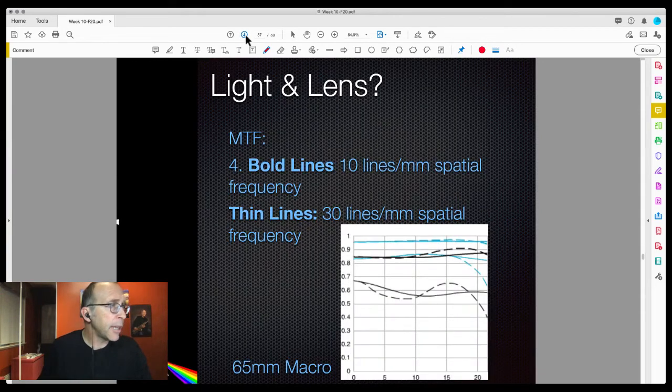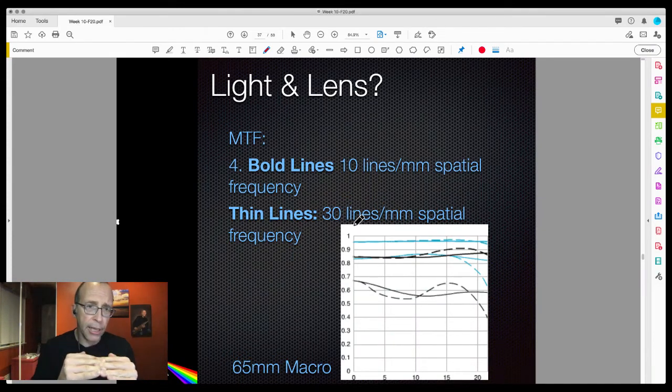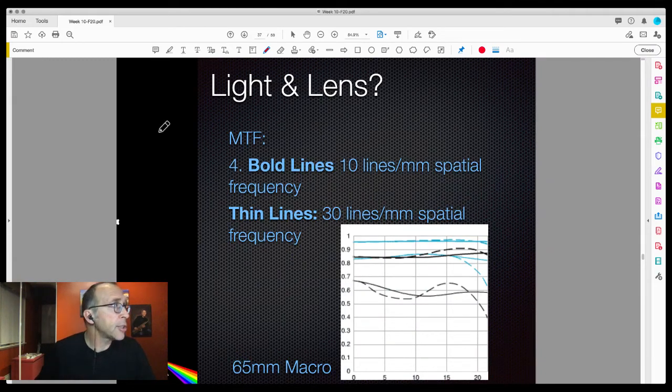So the other thing that you'll notice is there are bold lines and thin lines. The bold lines are when there's 10 lines per millimeter, and the thin lines are 30 lines per millimeter. So the thin lines are a higher spatial frequency. The lines are smaller, the detail's finer. So again, you'll tend to see the bold lines higher and the thin lines lower, because now we're dealing with really fine detail. And that's, again, where we start to see this modulation really become visible. Anyway, that's what the bold and thin lines are all about.